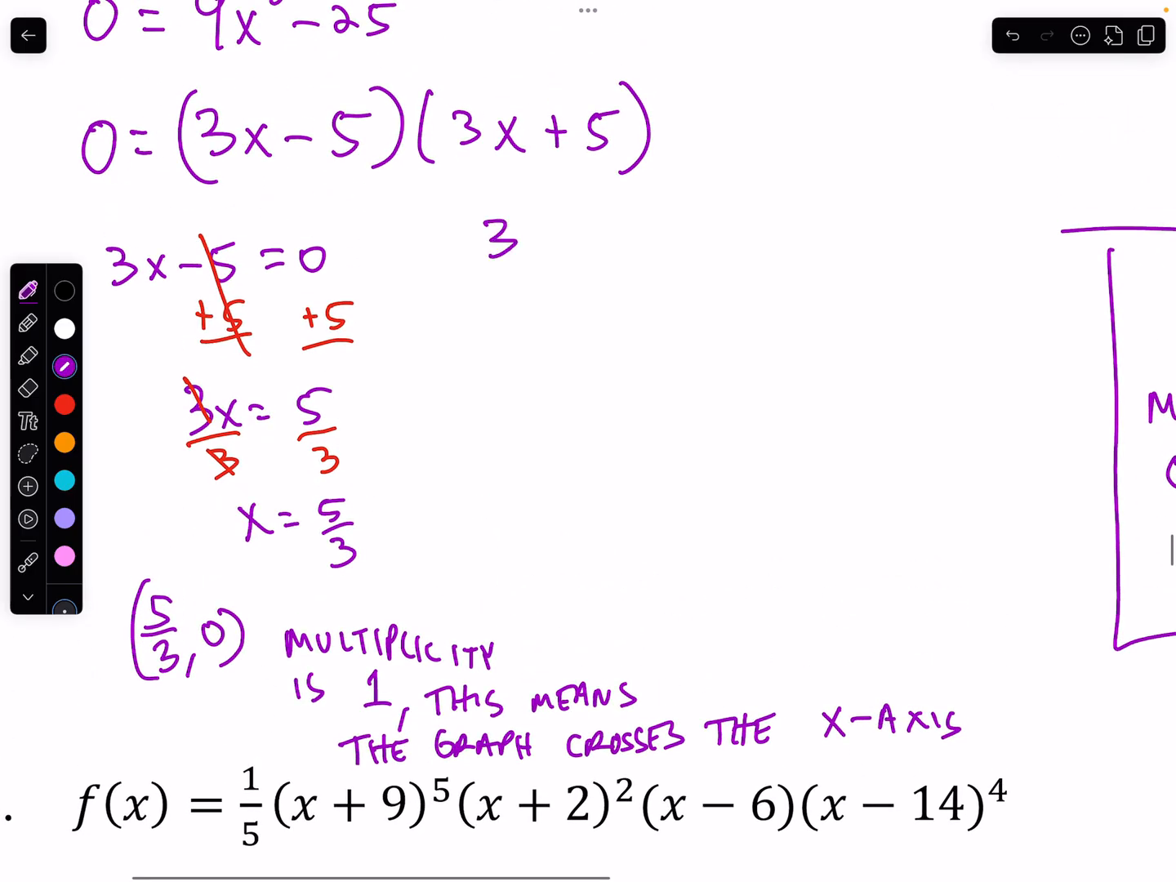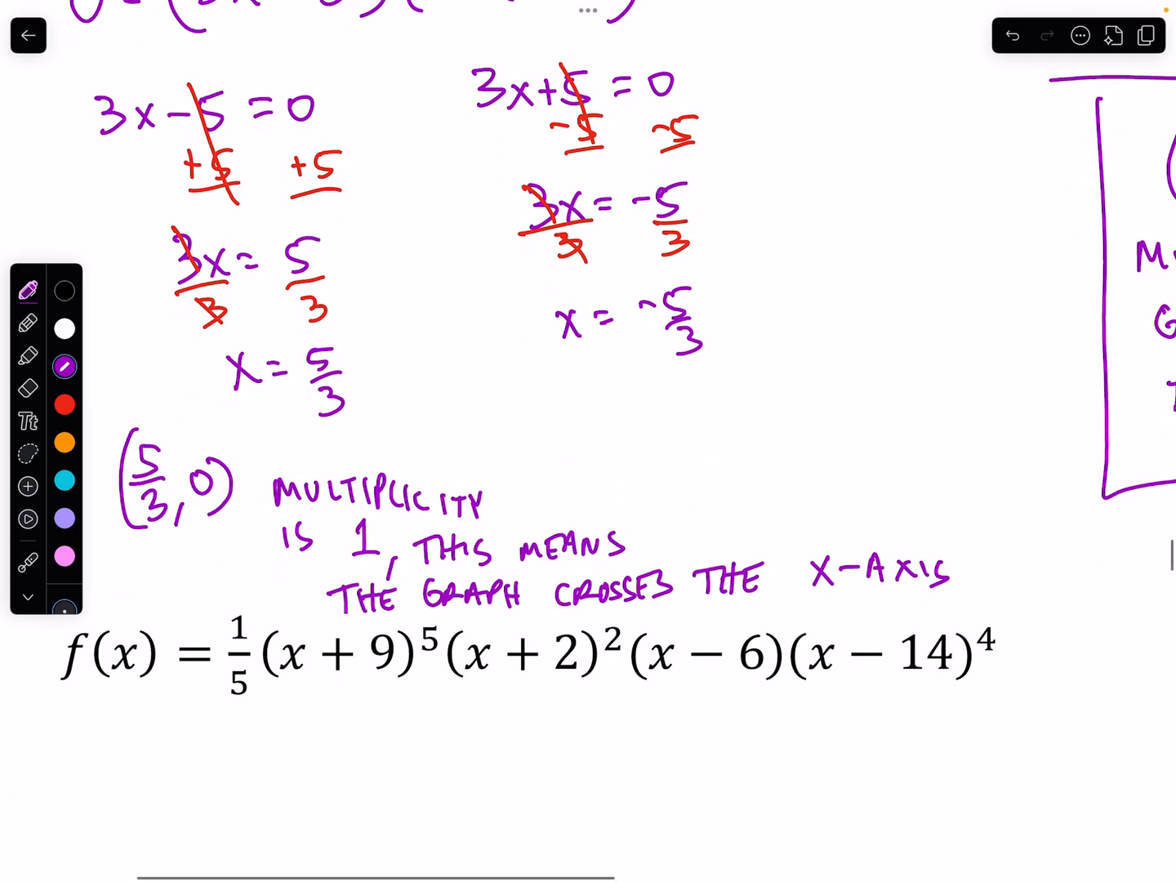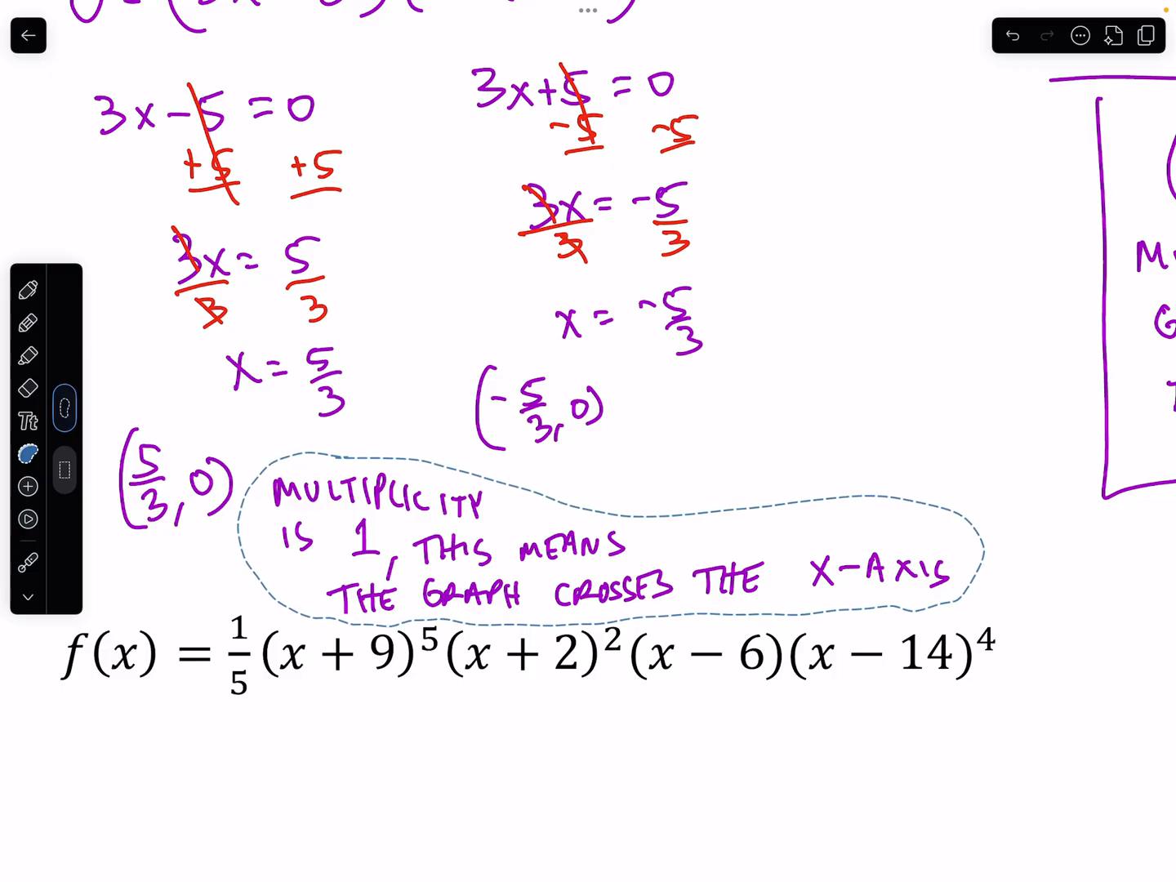Now I'm going to set the other factor equal to 0 and solve. I'm going to subtract 5 and divide by 3, and I get x equals negative 5/3. We'll have the same exact answer, so it'll be (negative 5/3, 0). This statement is all the same because the multiplicity is again 1, so therefore it will cross.